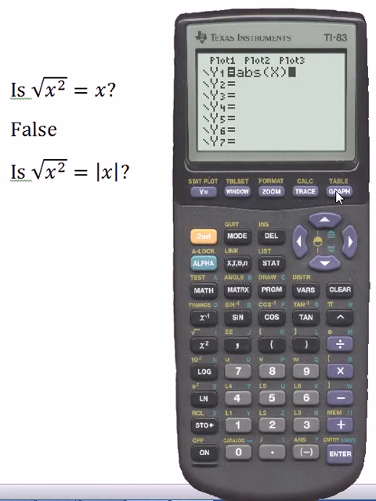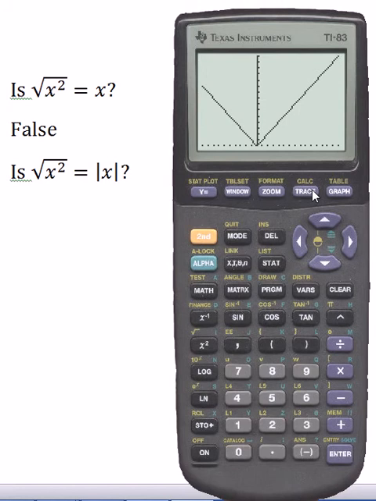And let's go ahead and graph this without changing the window again. We shouldn't need to change the window. And we have the same shape as what we had for the square root of x squared. So based upon what's inside this window, it's fair enough to say that this is true.